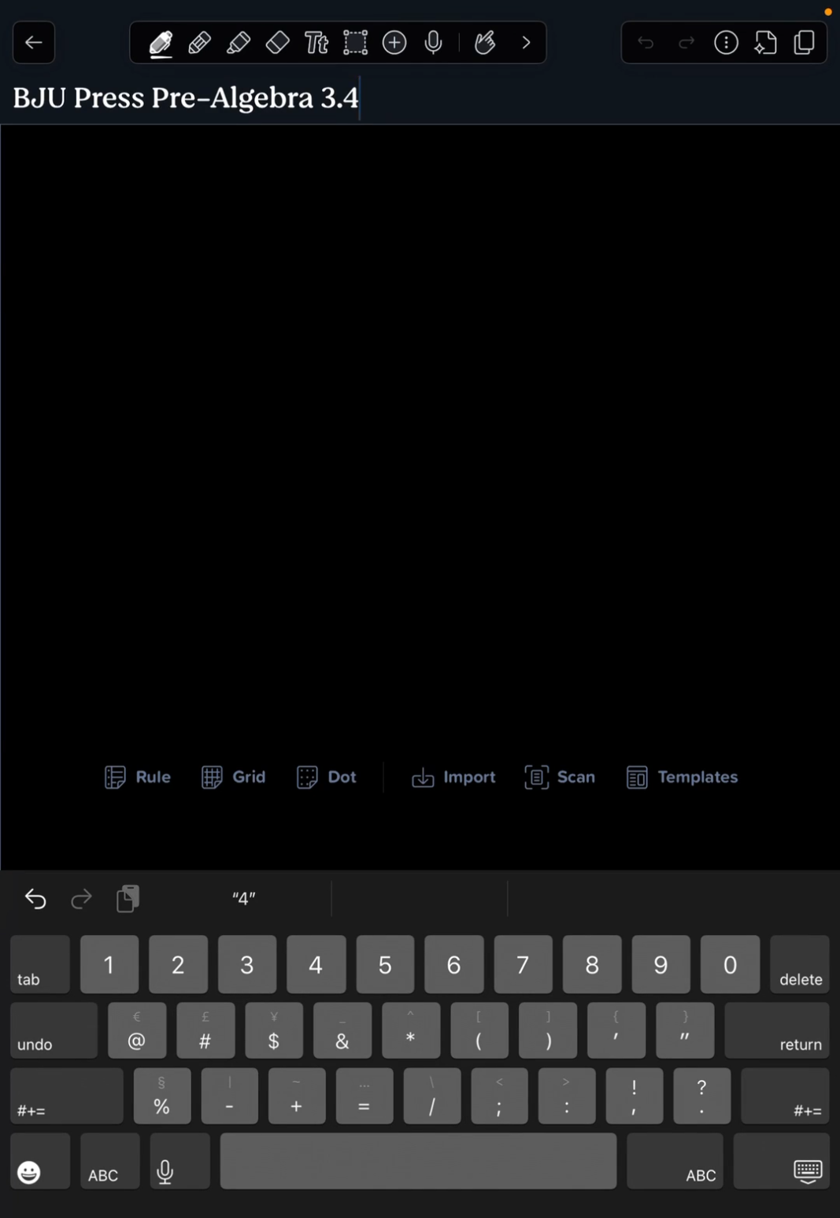Hi everyone. Today we're doing BJU Press Pre-Algebra section 3.4. It's called Simplifying Before Solving, and we're on page 134 in our book.